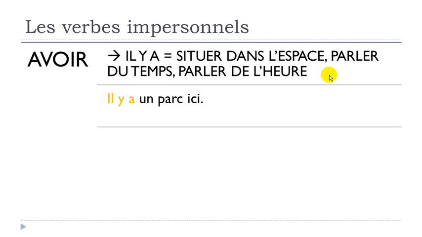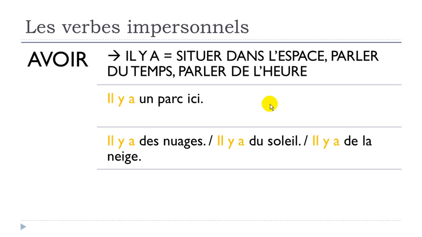Okay, so let's see one example. Il y a un parc ici. Okay, so there is un parc, ici, here. Il y a des nuages, clouds. Il y a des nuages. So even if we've got this il y a, remember that it can be for the singular, or then it can be for the plural as well. So this a won't change. Il y a des nuages.